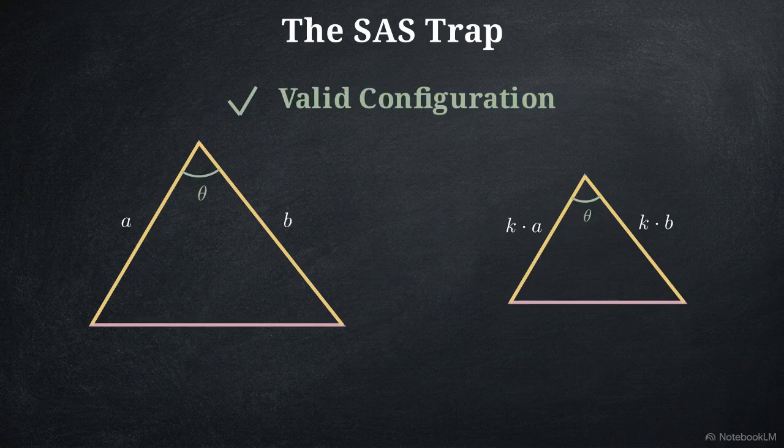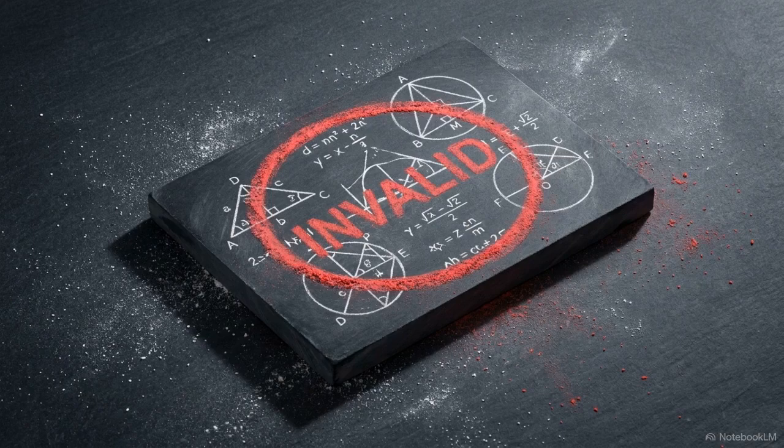To satisfy the SAS criterion, the angle must be included, meaning it is sandwiched directly between the two proportional sides that form it. These geometric rules are rigid. Applying a shortcut like SAS to the wrong set of parts results in a mathematically invalid proof.